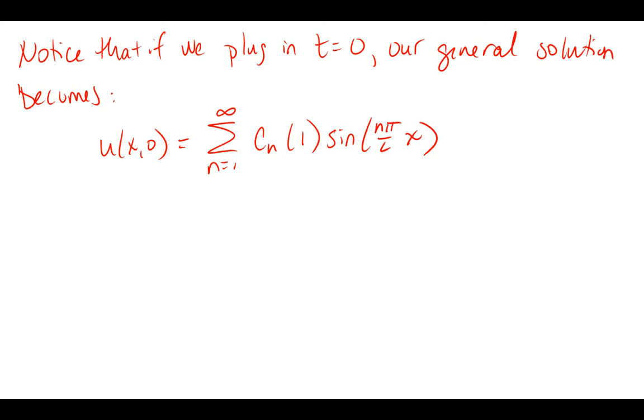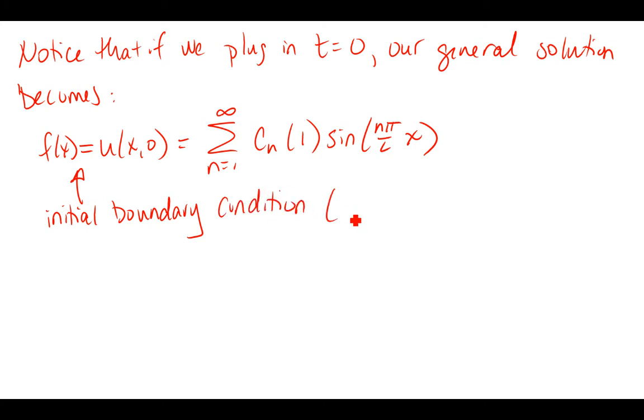Now, this certainly doesn't immediately tell me what any of the Cn's are, but at least this gets me close. Now, what is this? U of x and 0. Remember from our earlier notation, that's what we were calling f of x. Both of these are the initial, what we've been calling boundary condition. Or in other words, the temperatures across the rod, or the bar, at time 0.